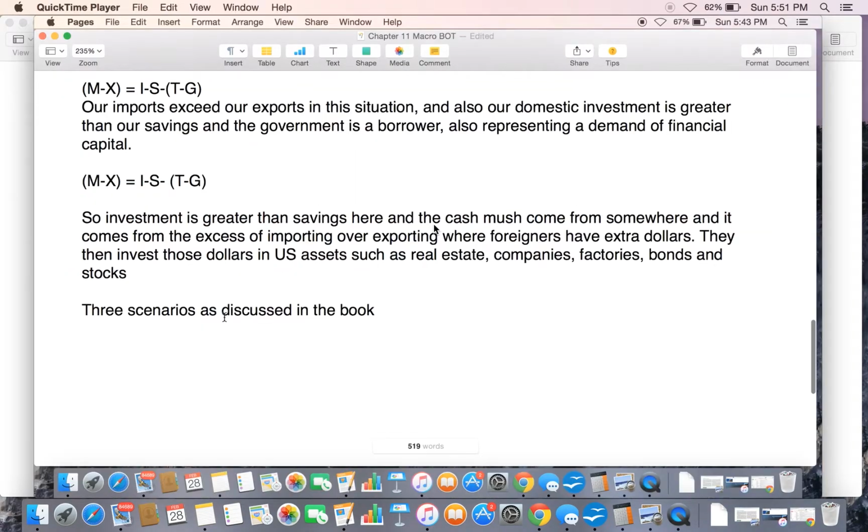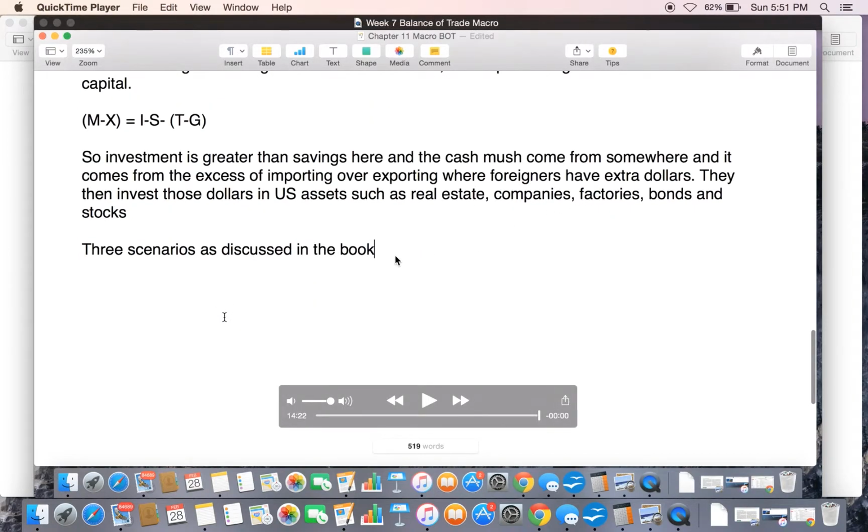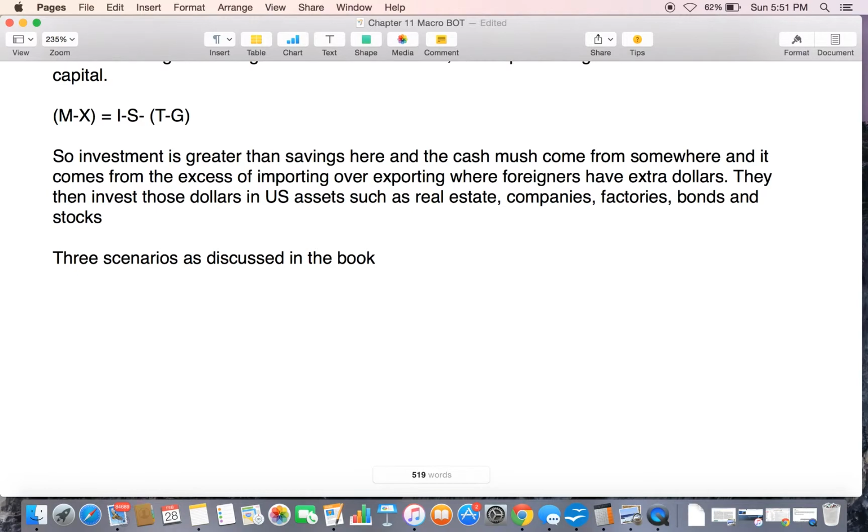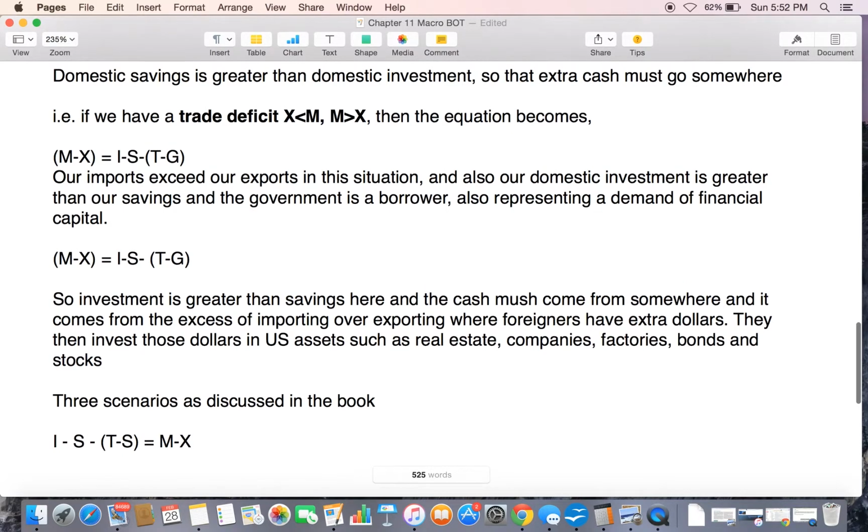So the book discussed three scenarios that I wanted to take a minute and walk you through. So let's take a minute and walk through these scenarios. So we're going to arrange our equation where we have more domestic investment than we actually have savings for. So here again, we'll be using this equation right here. So we're saying that we have a trade deficit.